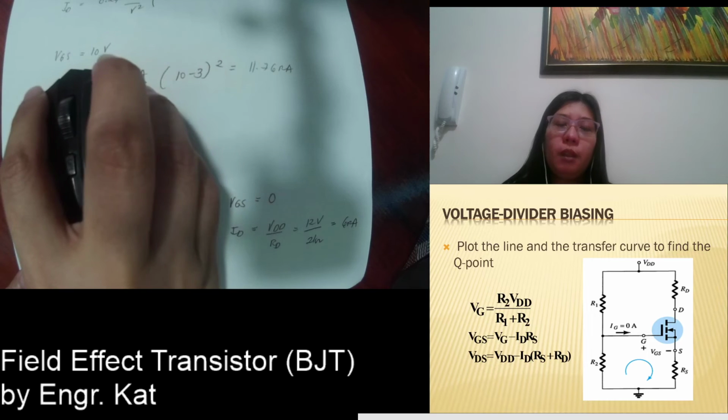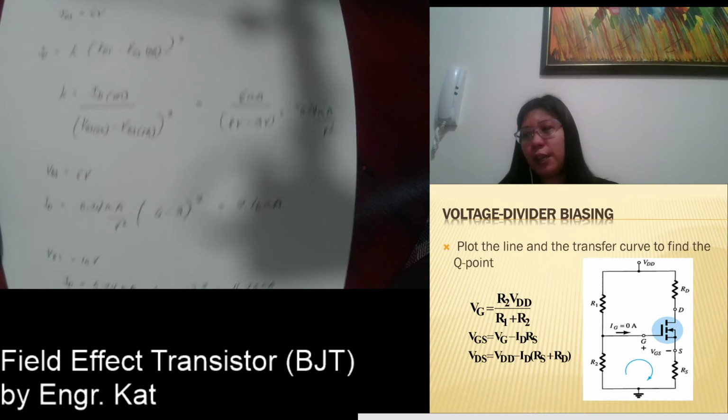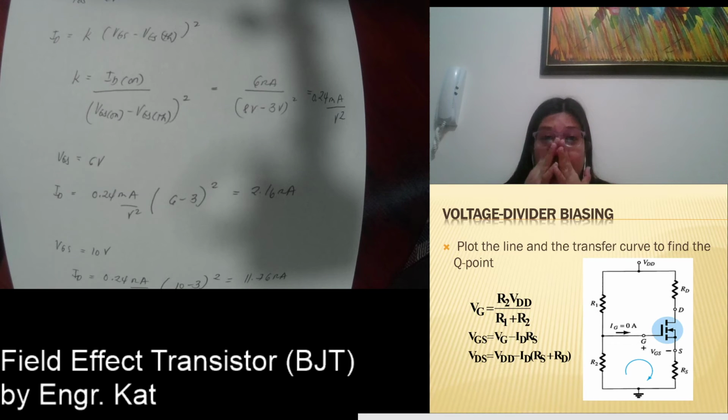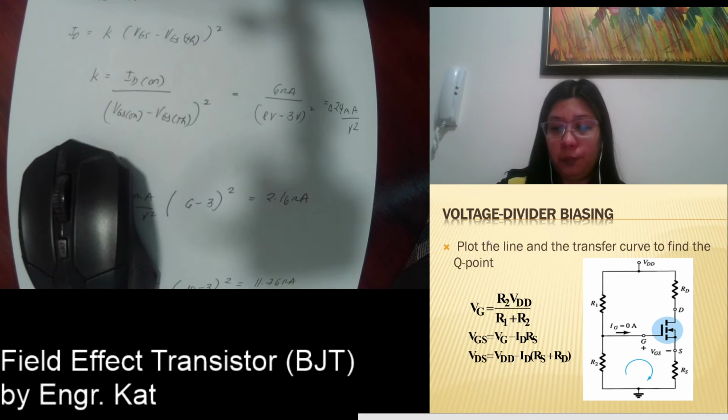Okay, so next is the voltage divider biasing. The voltage divider biasing is just the same as the voltage divider for JFET and for MOSFET. The only difference is the transfer curve, but the line is the same. The straight line will be the same for JFET and MOSFET because they are the same voltage divider. The only difference will be the curve, on how you are going to draw the curve.